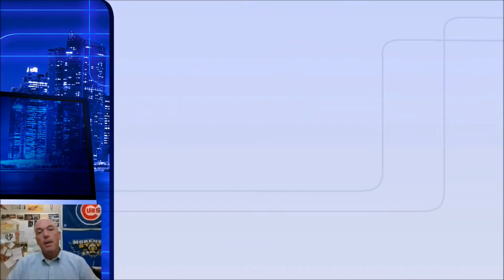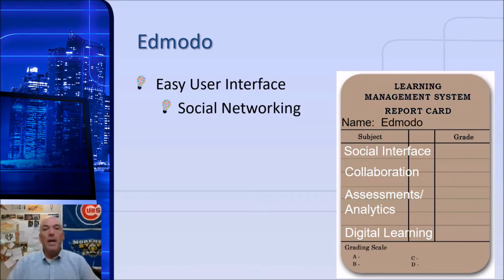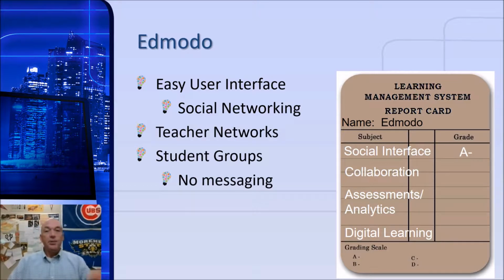Let's start our comparison by looking at Edmodo. From a social interface standpoint, Edmodo looked a lot like Facebook. It fit in with social networking. Teachers and students both found it easy to use, so I'm going to go ahead and give that an A-. From a collaboration standpoint, for teachers it was great because there were a lot of teacher networks set up. For students it wasn't as great. There was no messaging back and forth and not as easy to set up groups in there. I'm going to give them a C+ on this one.